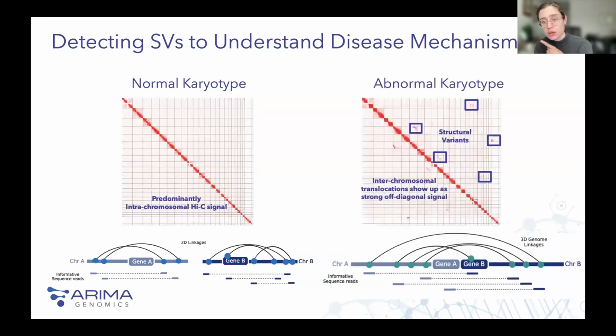And if we look at how an abnormal karyotype looks, you're going to start seeing interactions in the interchromosomal space, right? Here we do have an enrichment of signal between chromosomes, I guess 4 and 6, and that potentially indicates a structural variant. And this is how we would be able to identify that, with these reads spanning the two chromosomes.